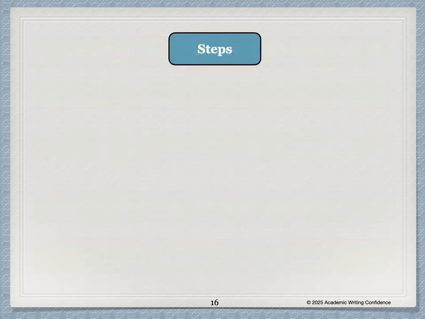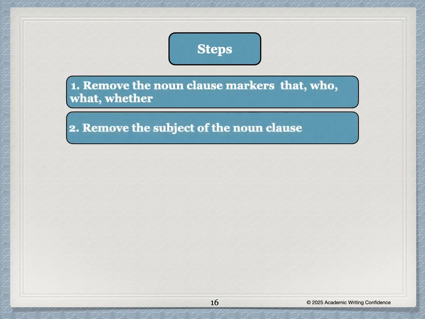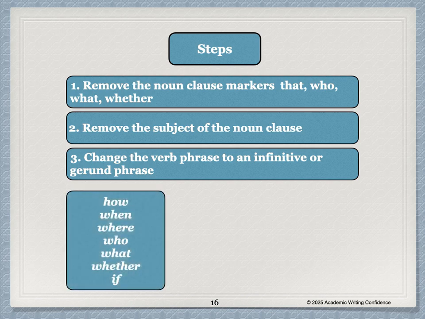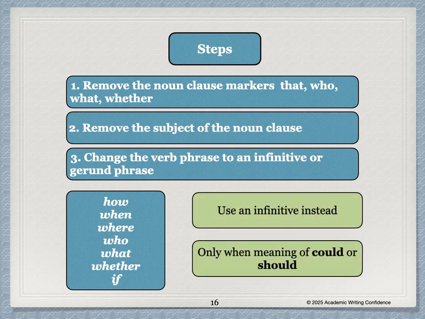Let's review again the steps to reducing a noun clause. First, remove the clause markers. Then remove the subject of the noun clause. And finally, change the verb phrase to an infinitive or a gerund phrase. When there is an embedded question, you will need to use an infinitive instead, but only when the meaning is could or should.